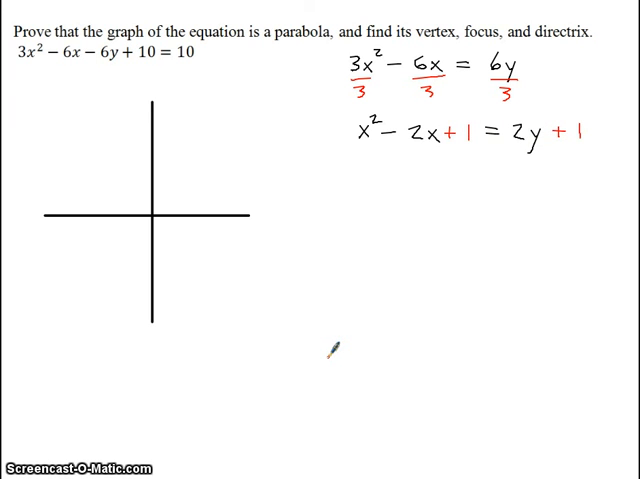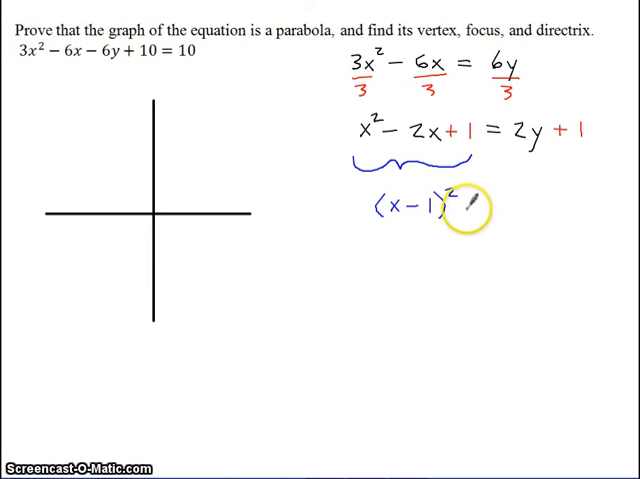And what that does for us is that gives us, on the left, a perfect square trinomial. And on the right, we have to factor out a 2 in order to put this in the form of the equation of a parabola. So let's factor out the 2. Okay, so I've put this equation in the form of a parabola, and this gives us the ability to identify the vertex and the p-value, which will enable us to find the focus and the directrix.